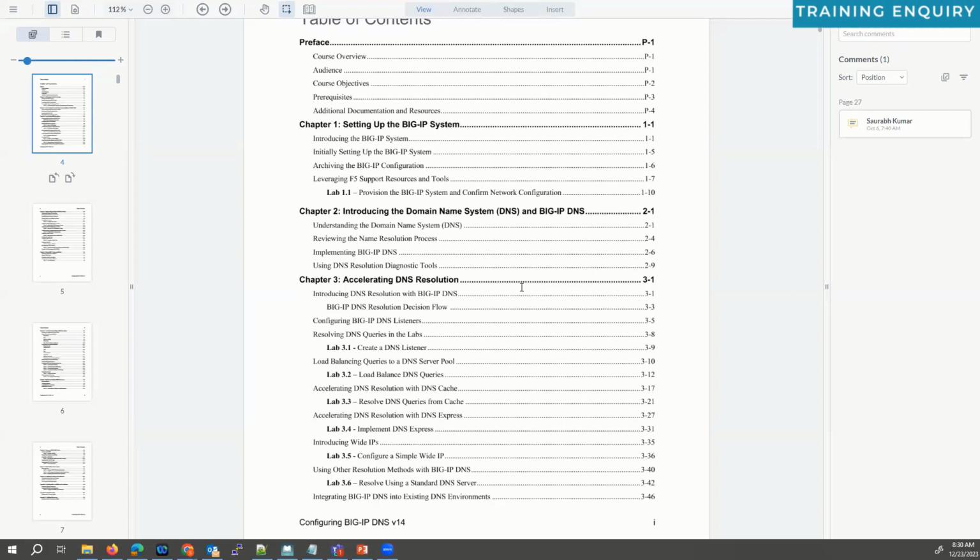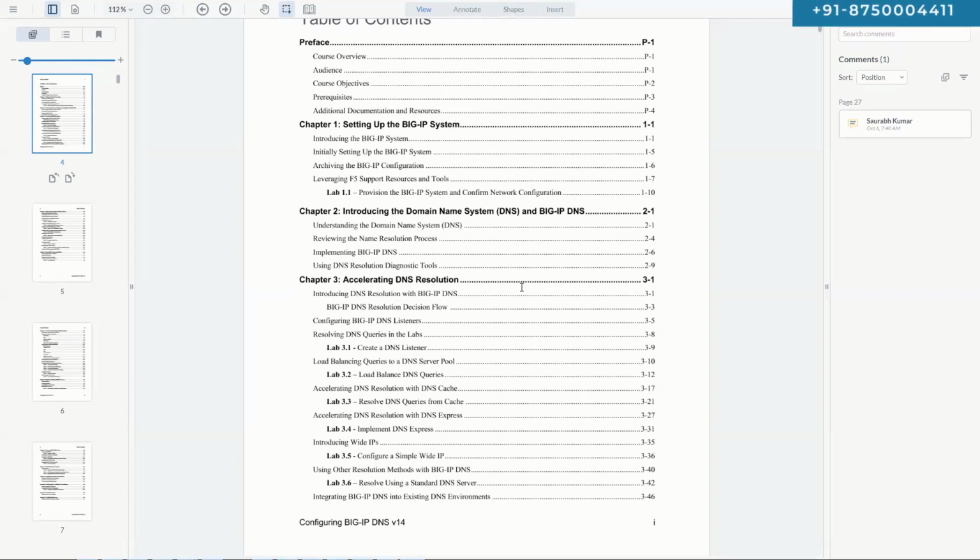Sir, just one quick question. Currently, can we give this kind of exam from home itself, or do we need to visit the centers? You need to visit the center. F5 is not providing that facility as of today, right? So there is a center in Magarpatta, if I'm not wrong. If you want to take the exam, you can go to Magarpatta, at least in Pune, that I am aware of.